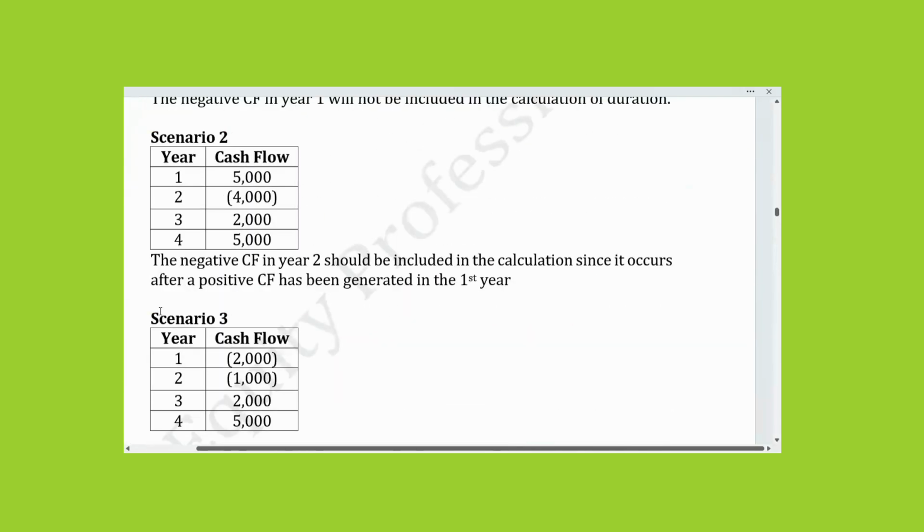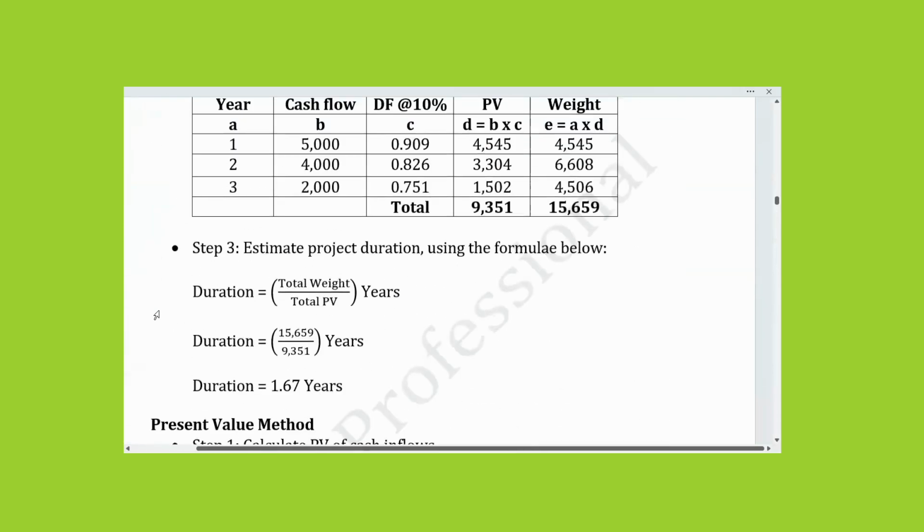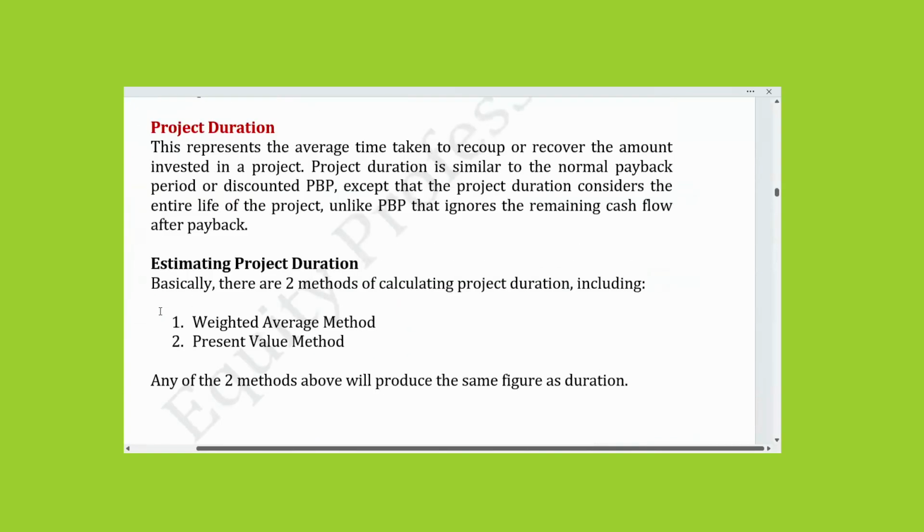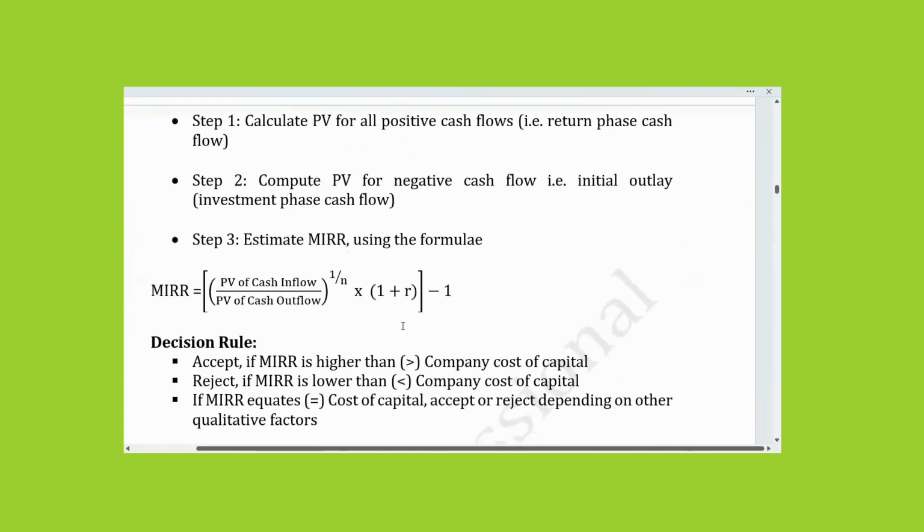Where are you? Modified internal rate of return. Almost there. This is project duration. Yes, this is the formula. So this is the formula we are going to use.